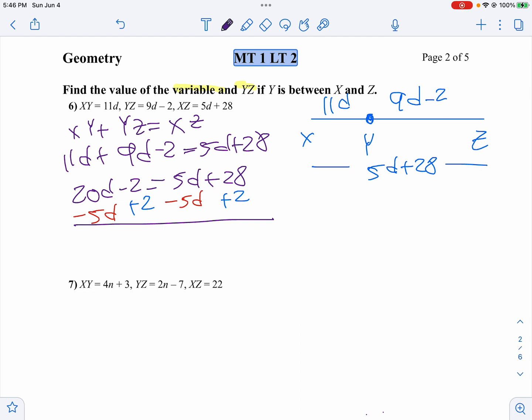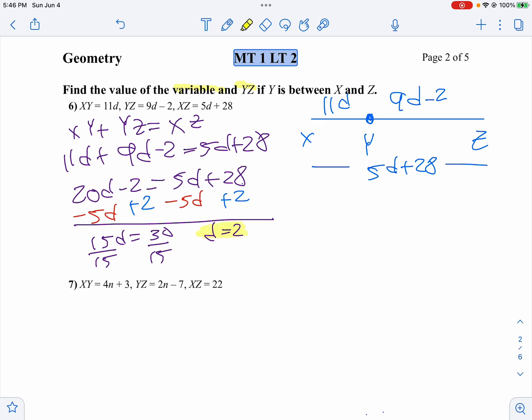So 20d minus 5d is 15d. 28 plus 2 is 30, so divide by 15. d is 2. That's half of our answer.